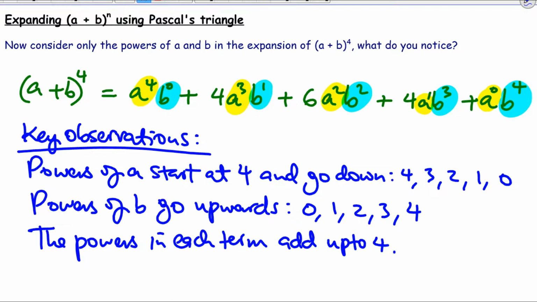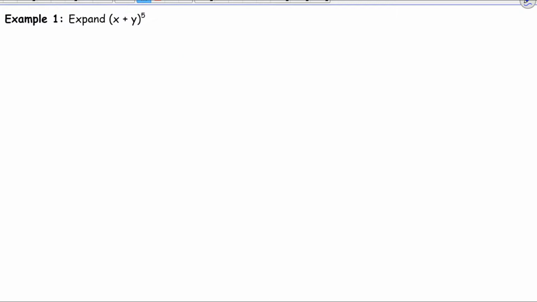They add to 4. Let's now look at how we can apply this in expanding. Remember, we've looked at how to use Pascal's triangle to generate the coefficients, and we also looked at how the powers of x, a, and b change in each term. So using those patterns and ideas, we can expand a question like this one here. Let's see how we can apply that idea. Expand (x + y)^5.